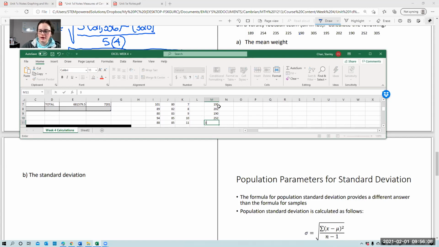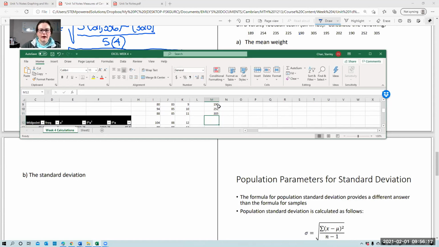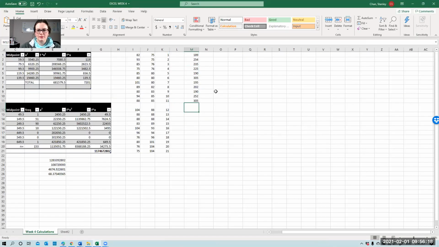252. You just got to make sure that you're entering them accurately. So I've entered all 11 football player weights. Can you see my Excel spreadsheet now? Yeah, we can see it. Okay, so the formula for standard deviation is STDEV. And what I'm going to do is open bracket, then close bracket, enter. So my standard deviation is 43.85.